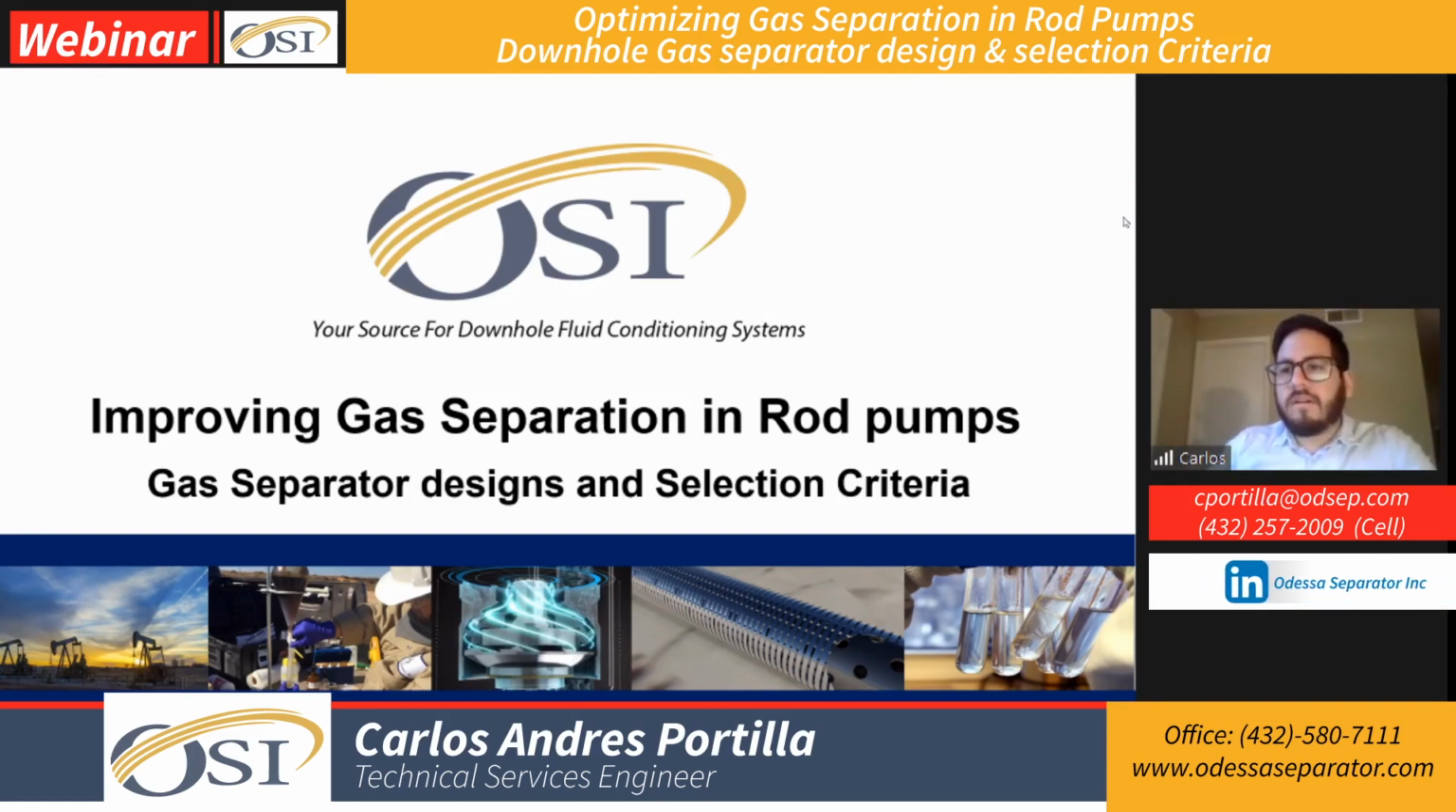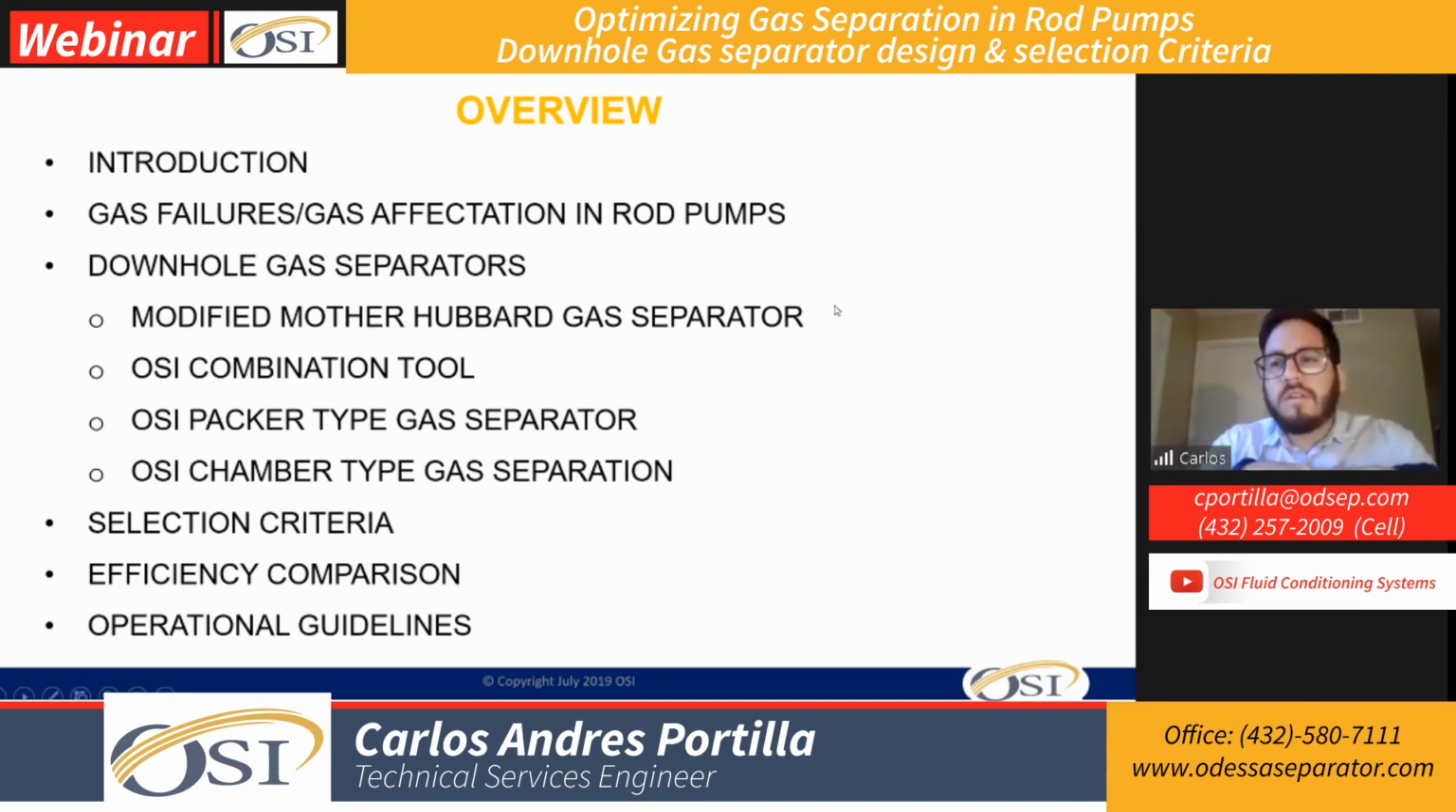All right, so we're going to show you the order of the presentation. We're going to start with a little bit of an introduction on the gas failures and how the gas affects the rod pumps. We're going to explain the downhole gas separators, the ones that we have in the market today. Then we're going to go through a selection criteria, then compare the separation efficiency between each gas separator, and then explain some operational guidelines.